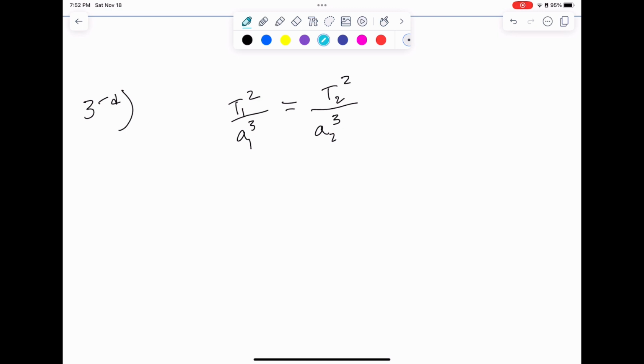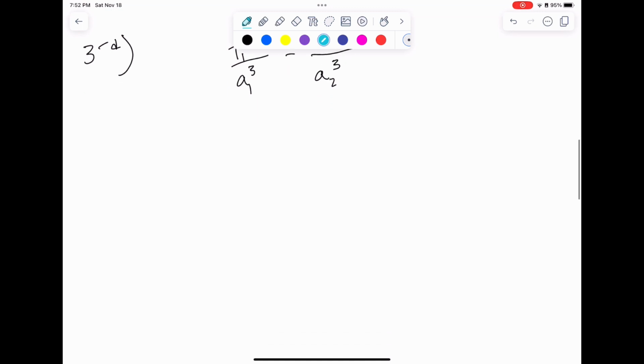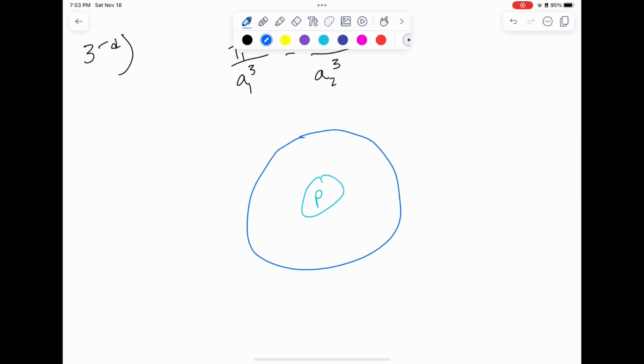But the way we can derive this is by saying if we have some planet P, and this is the orbit of some satellite S moving around our planet P, then the only force acting on this satellite in the system is going to be planet P. So if we were to draw a force diagram for our satellite, all we would have is the force of the planet on the satellite.